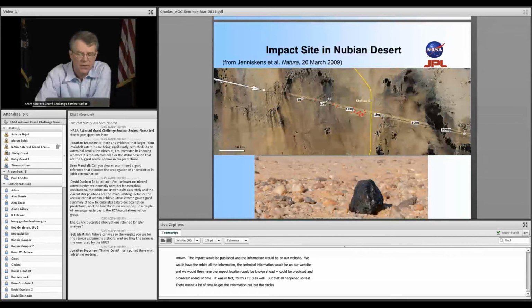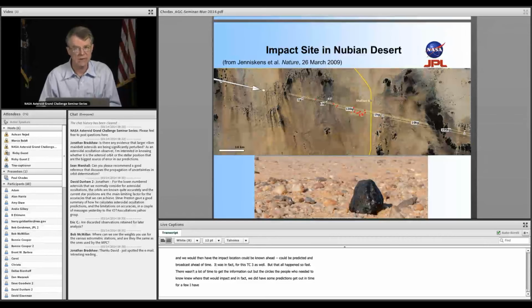But the people who needed to know knew where that would impact. And in fact, we did have some predictions get out in time for a few visual observations, for example, from aircraft.